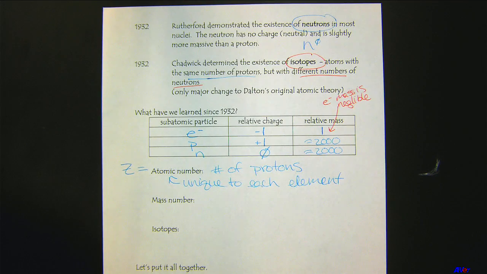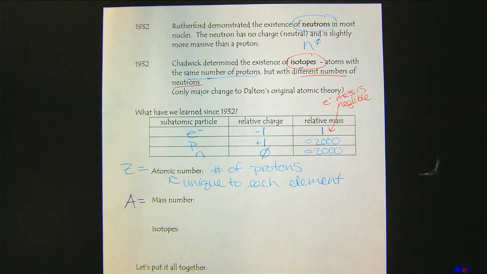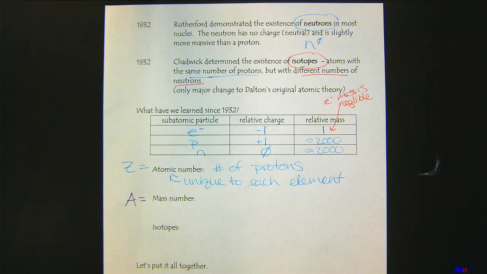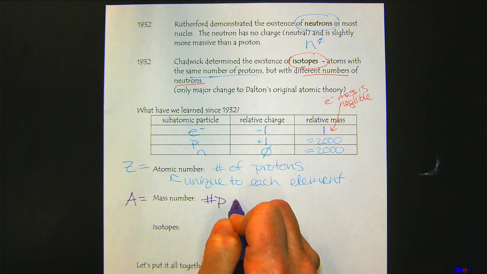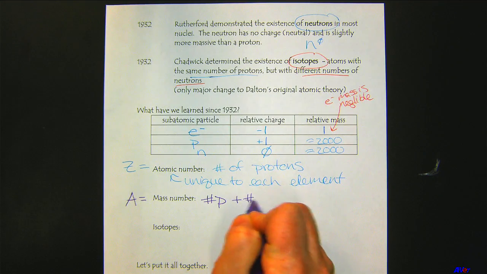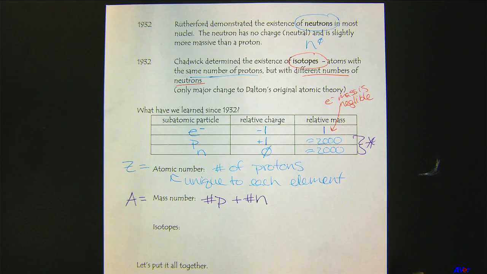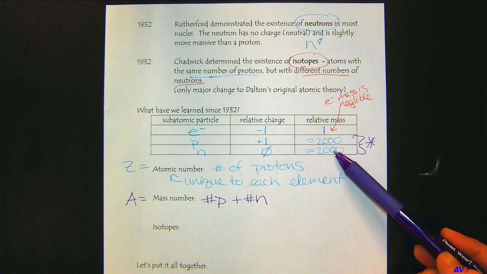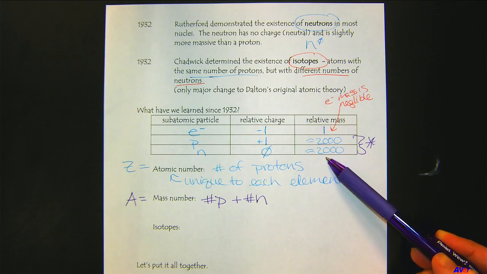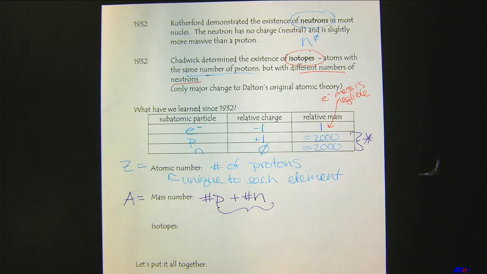Now, the mass number, we gave that the symbol A, and just remember I didn't make up these symbols. I thought they were kind of goofy too when I was learning them, but here we are. All right, so that's the number of protons plus the number of neutrons. And we see that that makes sense, right? Because when we look at the structure of an atom, it's the protons and the neutrons that create the atomic mass, right? So mass number is a good name.